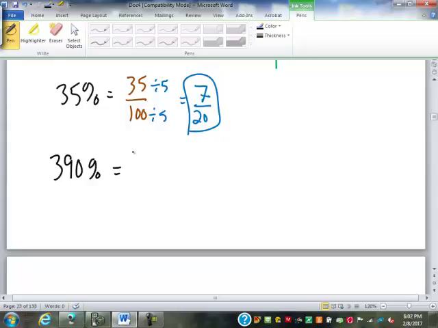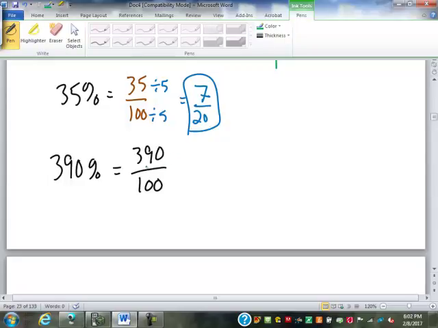390%. 390 out of 100. Perfect. Now you might be looking at that thinking that's an improper fraction. And yes, you're absolutely right. 100% is a whole thing. 100% is 1. So since that's bigger than 100%, we better have something bigger than 1.